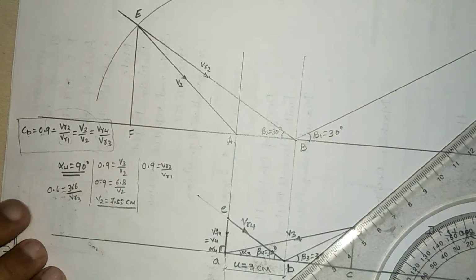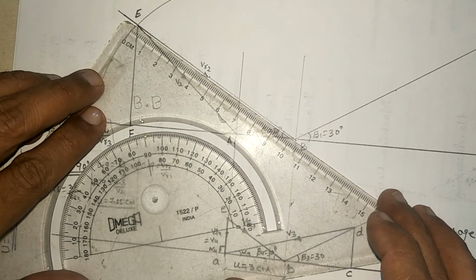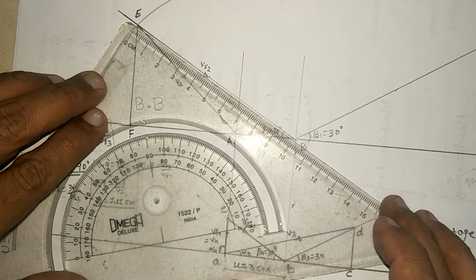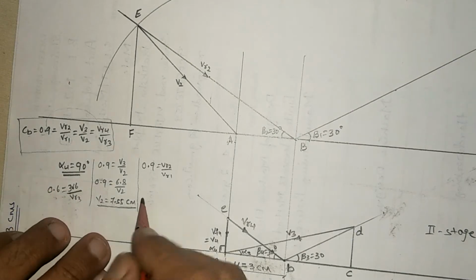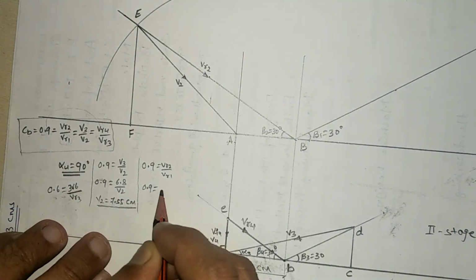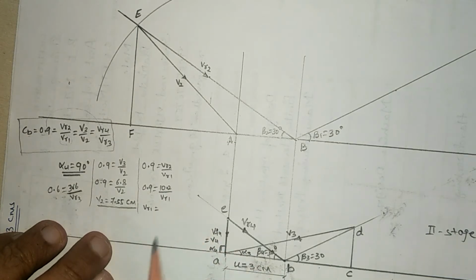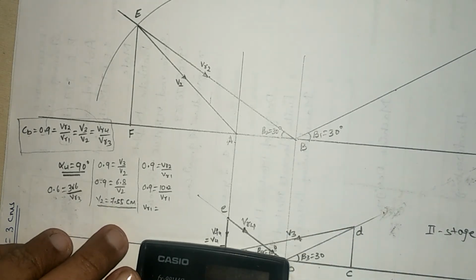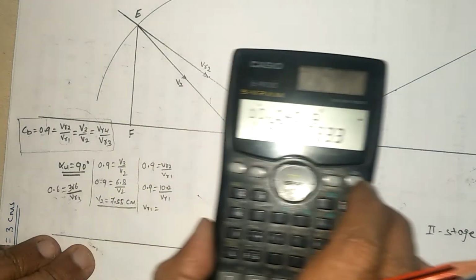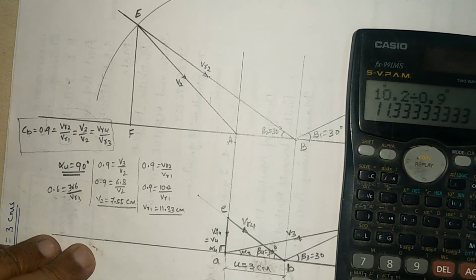Since the length of VR2 I can easily find. The length of VR2 is 10.2 centimeters. So 0.9 is equal to 10.2 centimeters divided by VR1. So VR1 is equal to 10.2 divided by 0.9, so I will get 11.33 centimeters. So this is the length of VR1.